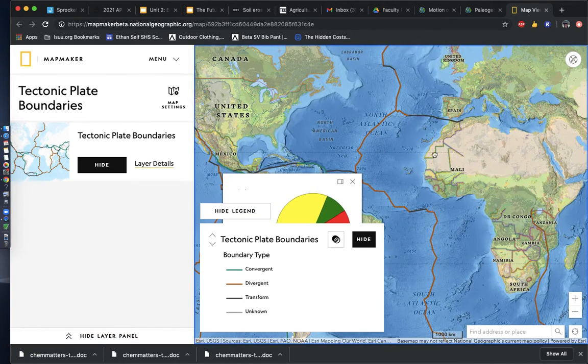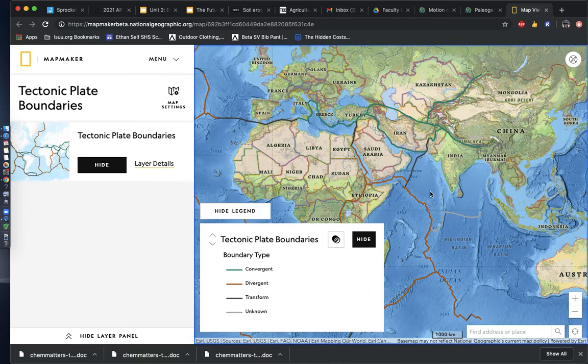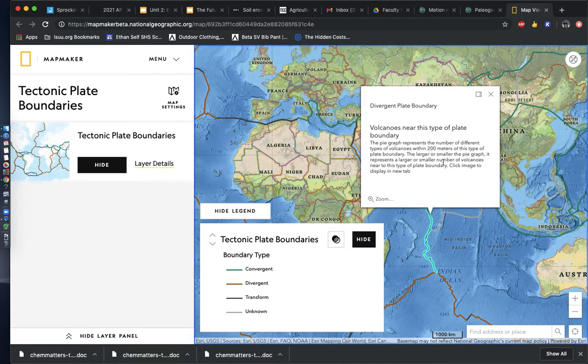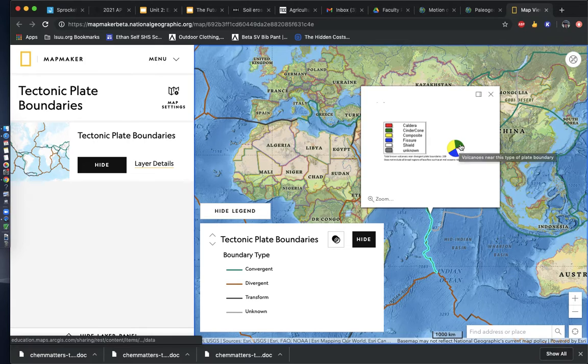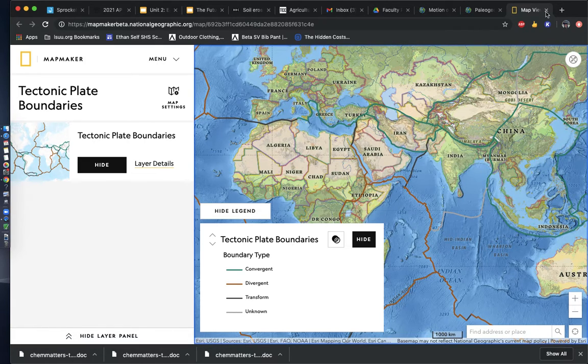But then if you go over to, for example, a divergent plate boundary, you will see a very different distribution of volcanoes. That might be useful for you thinking about where are my mountains currently, where did my mountains form, and what does that mean for the types of rocks in them.